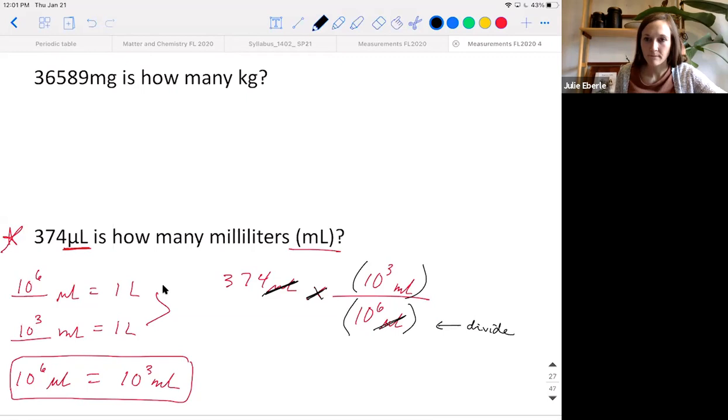So what'd y'all get? Claire said she got 100. Okay, everybody got 0.374, and the unit is milliliters. Good.